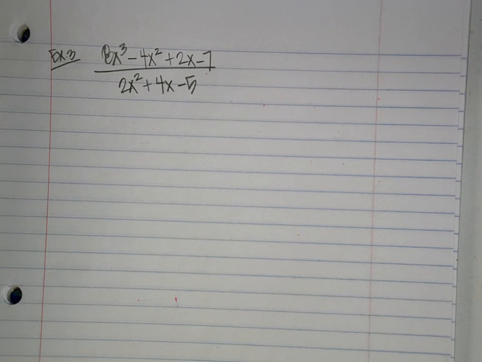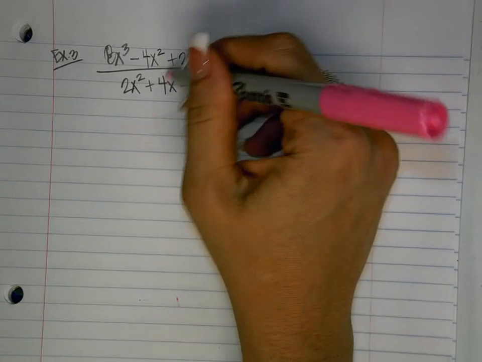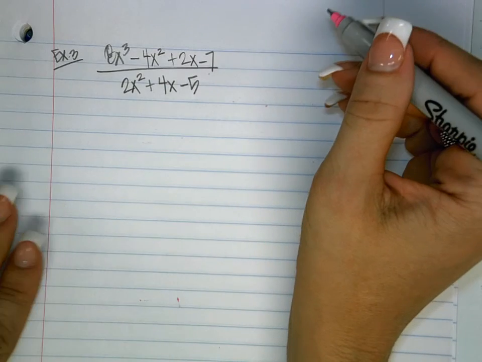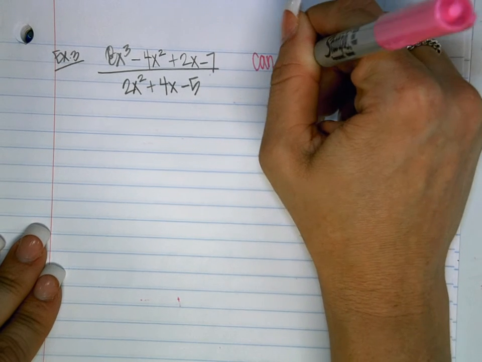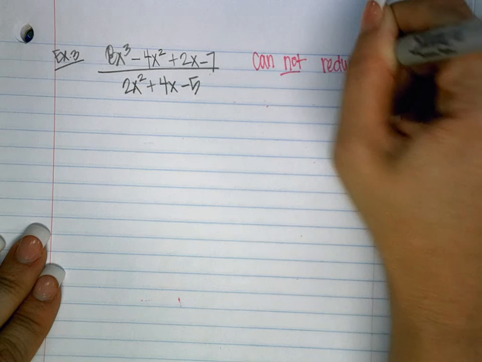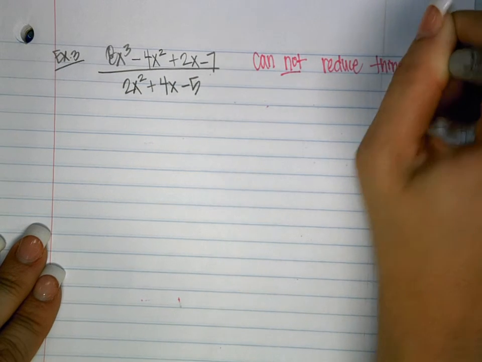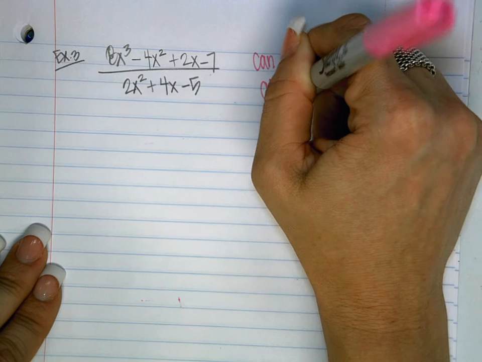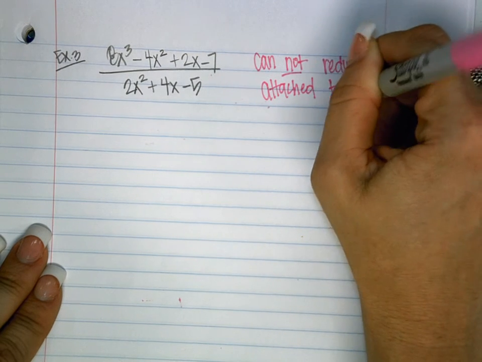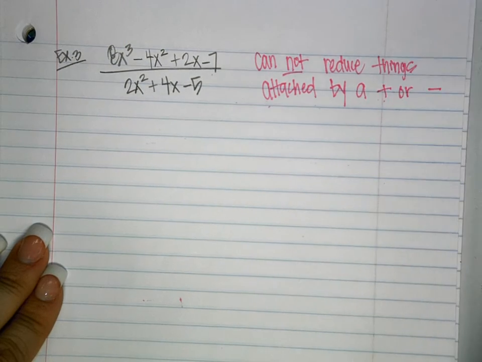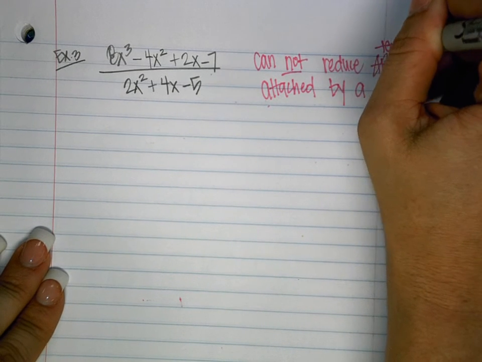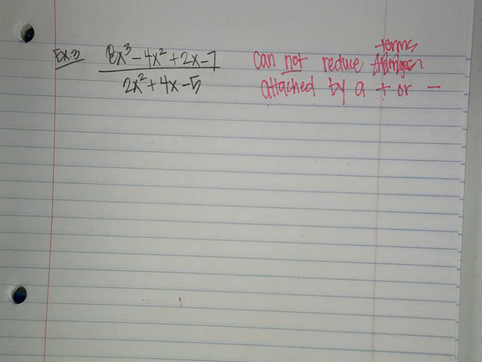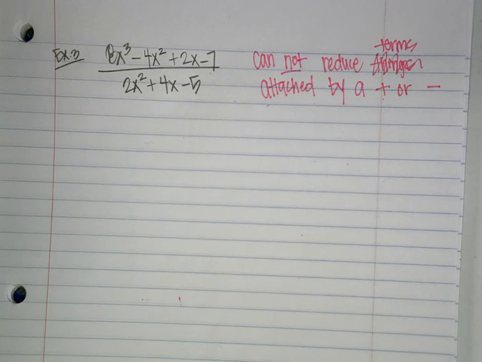Before we rewrite it, can I cancel things out in here? Can I reduce? You cannot. You cannot reduce terms that are attached to something else by a plus or minus. So just write yourself that note. There is no reducing allowed in these kinds of problems.